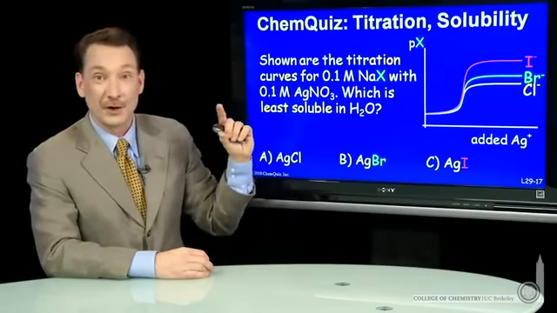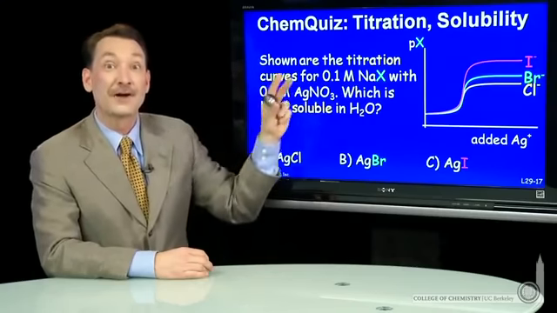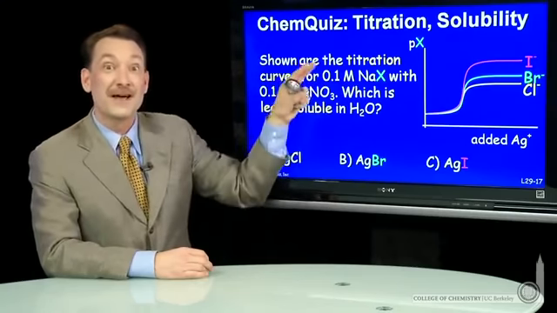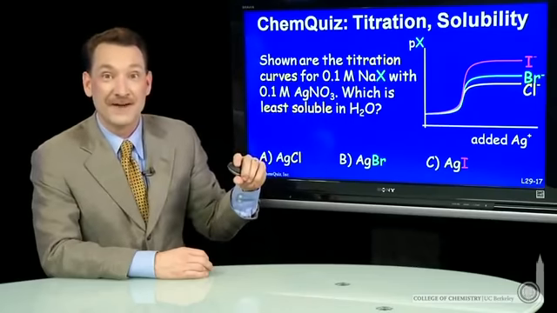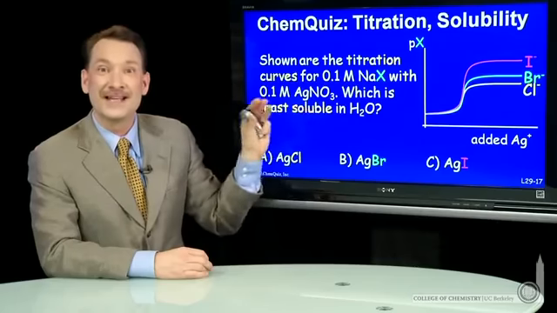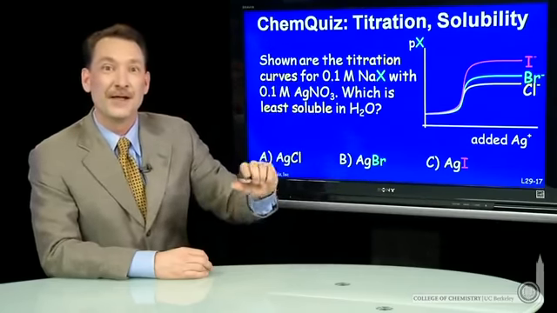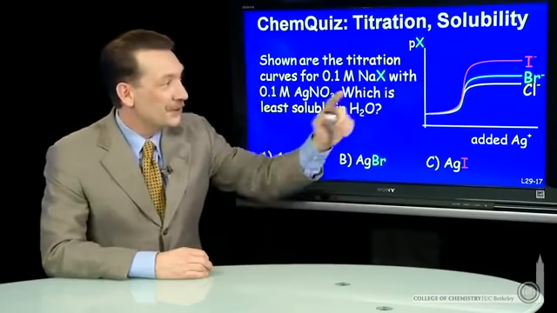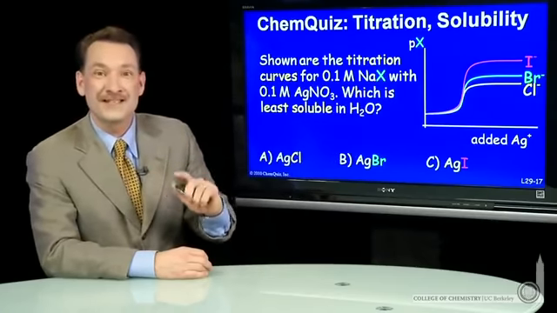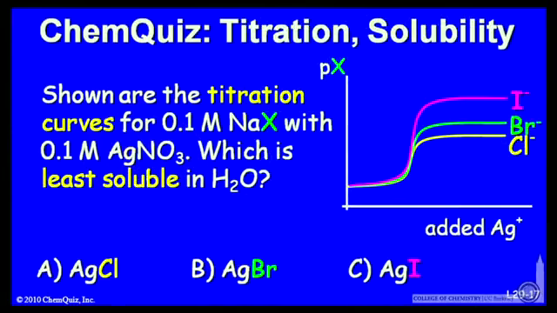Now, silver chloride, silver iodide, and silver bromide are low soluble salts. They have a very small KSP value. So silver chloride, silver bromide, and silver iodide will precipitate out of solution. The question I have is, from this curve, can you tell which is the least soluble salt? Is it silver chloride, silver bromide, or silver iodide? Think about that for a minute and make a selection.